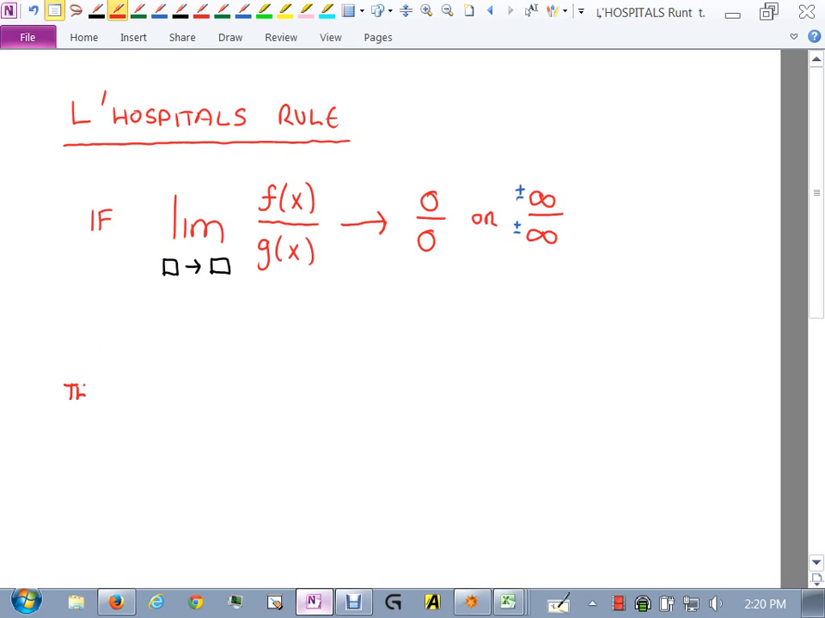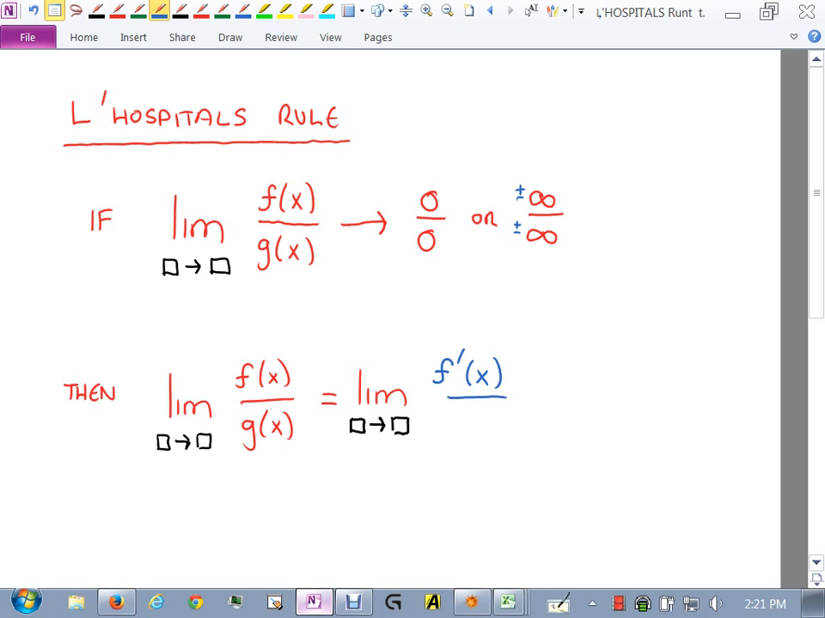then the limit, whatever it is, that limit you're trying to find, all I did is just rewrite this, is equal to the limit as whatever goes to whatever, that doesn't change, of the derivative of the top over the derivative of the bottom, if it exists. That's the rule. That's it.